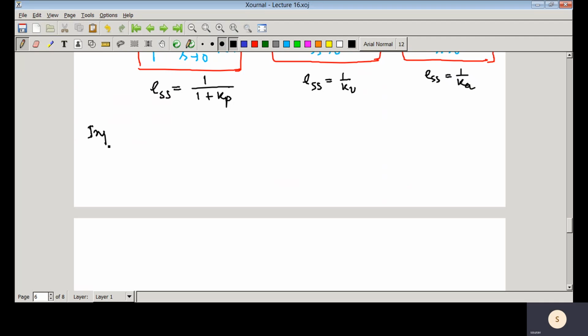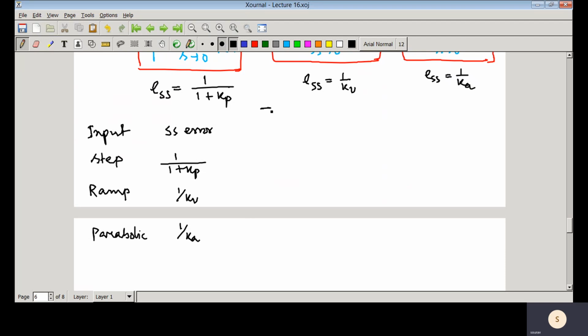So suppose input is step, then ramp, and then parabolic. Then steady state error. So steady state error we have seen, that is 1 by (1 plus Kp) for step, and for ramp it is 1 by Kv, and here for parabolic it is 1 by Ka.